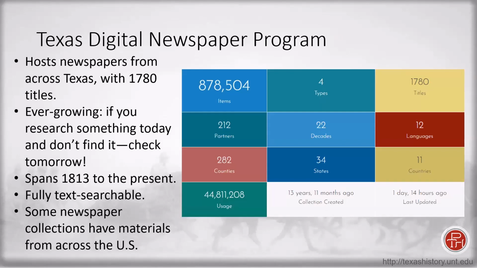Now, the Texas Digital Newspaper Program, which all of our newspapers fall into, but they also fall into additional collections as well. We host newspapers from across Texas with 1,780 titles. We are continually growing. Like I said, we're adding about 10,000 items each month, and a large portion of that is newspapers. If you research something today and you don't find it, check back tomorrow. Our oldest newspaper is from 1813 all the way to the present. The oldest newspaper isn't actually about Texas.